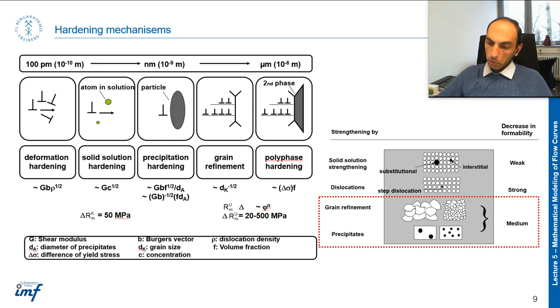It means that it does not decrease the formability too much. So you know that we need formability beside the high mechanical properties. So it seems that these two mechanisms are better compared to the dislocation and the solid solution strengthening, because you will have higher mechanical properties, and on the other side the formability will not decrease too much. Of course it decreases, but not too much.